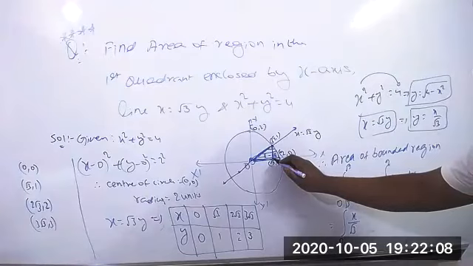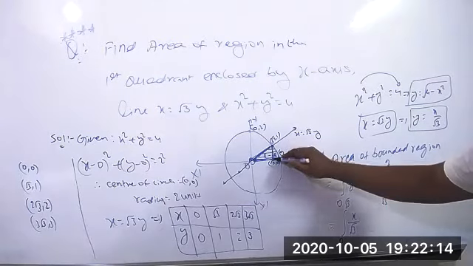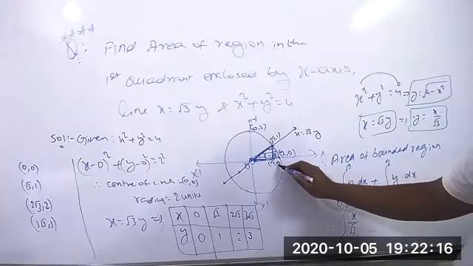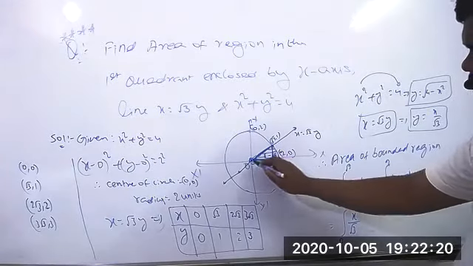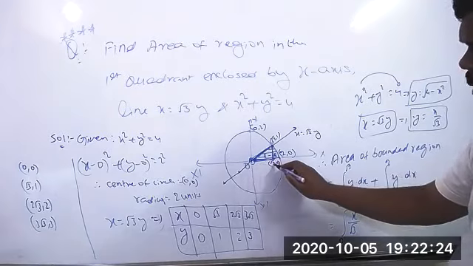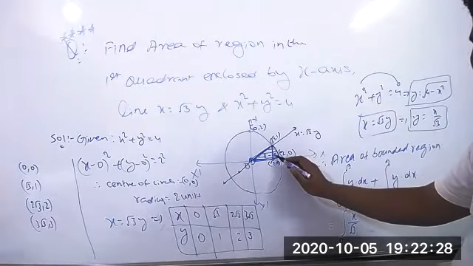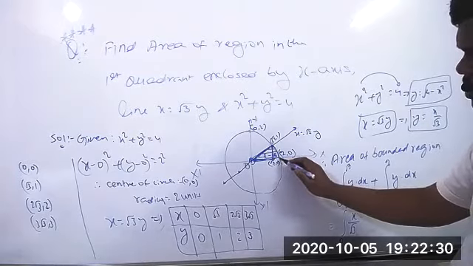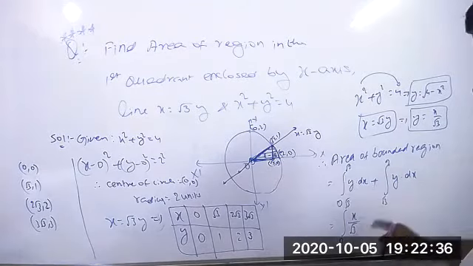This is the root 3 value, this point. The intersection point is root 3 comma 1. Through this point draw one line perpendicular to the x-axis. What about this point here, root 3 comma 0? Correct. Based on this line, from here to here, the limits will be 0 to root 3. And when I am taking the circle for the second part, from here to here, the limits are root 3 to 2.